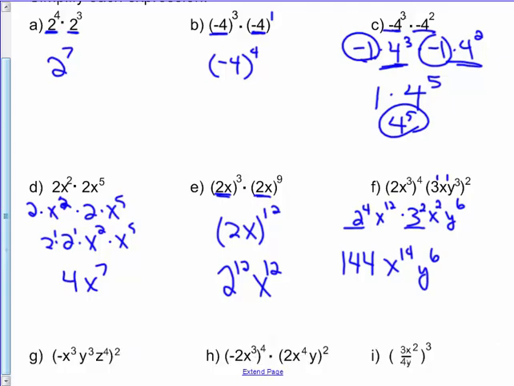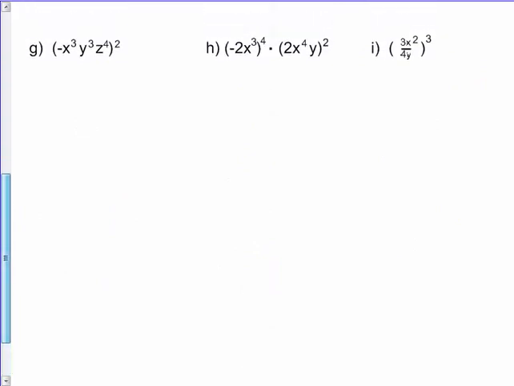And now finally the last ones here. There's a negative there. Again, that means -1. So I'm going to do it to every part inside the parentheses. So it's -1 to the second power, x to the 6th, y to the 6th, and z to the 8th.